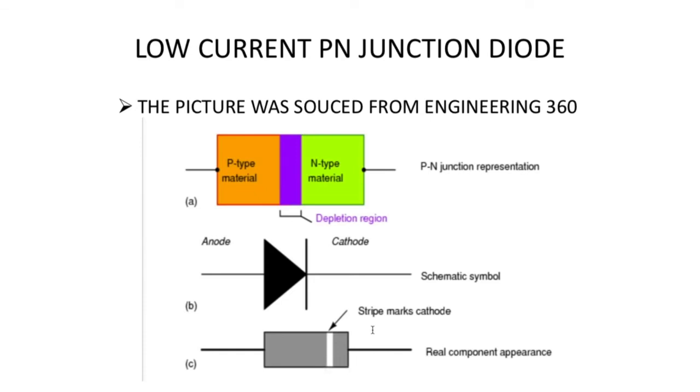The low current PN junction diodes. On our slides, as you can see, the picture was sourced from Engineering 360. You can get it online and learn more about junction diodes. At the top, a PN junction is represented. That's what we were talking about in our previous lesson. The following one is a schematic symbol. These symbols, you must know them.